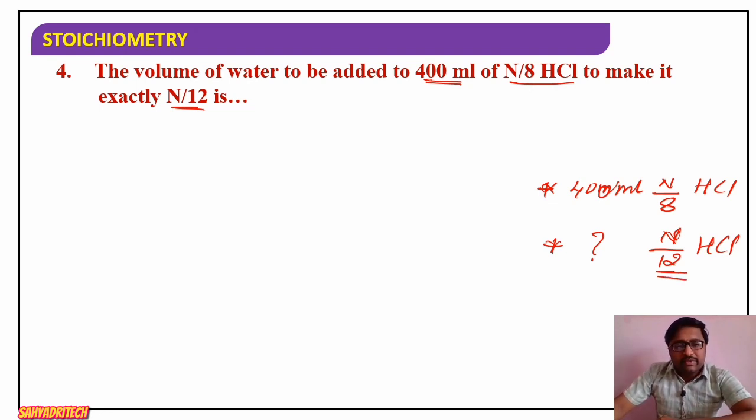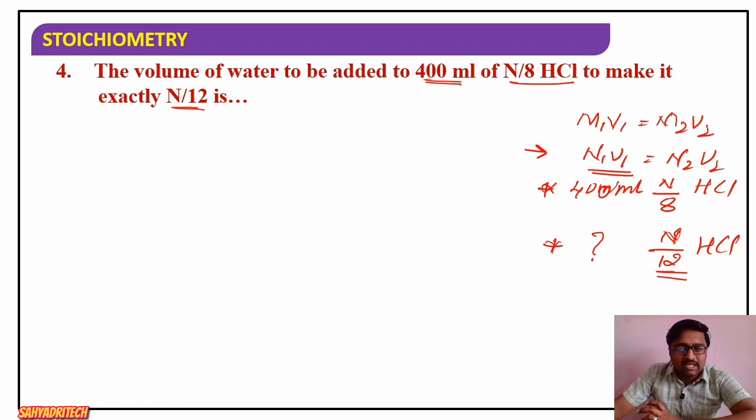So if we know the dilution law for molarity, what is that? M1V1 is equal to M2V2. This dilution law is also applicable for normality, that is N1V1 is equal to N2V2. N1V1 is the initial one, N2V2 is the final one, the final concentration. Now if you know the final volume, then we can easily understand how much water to be added, which means first we have to calculate the final volume V2, so that we get how much water to be added.